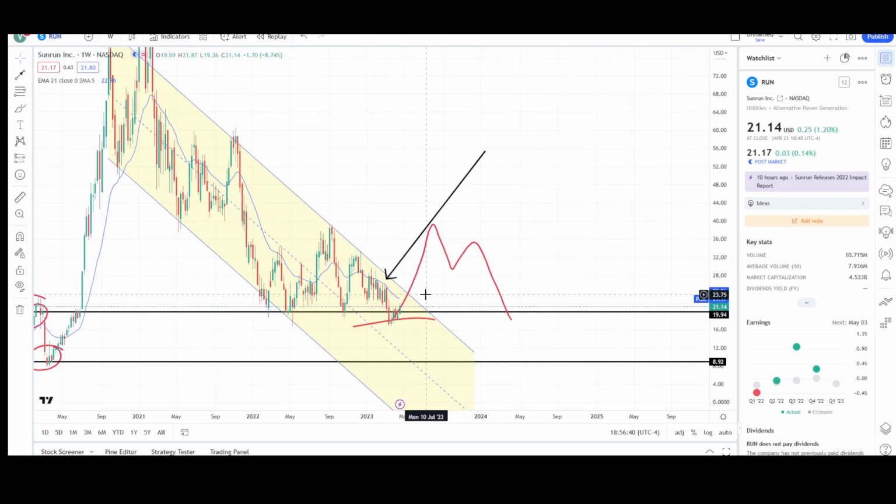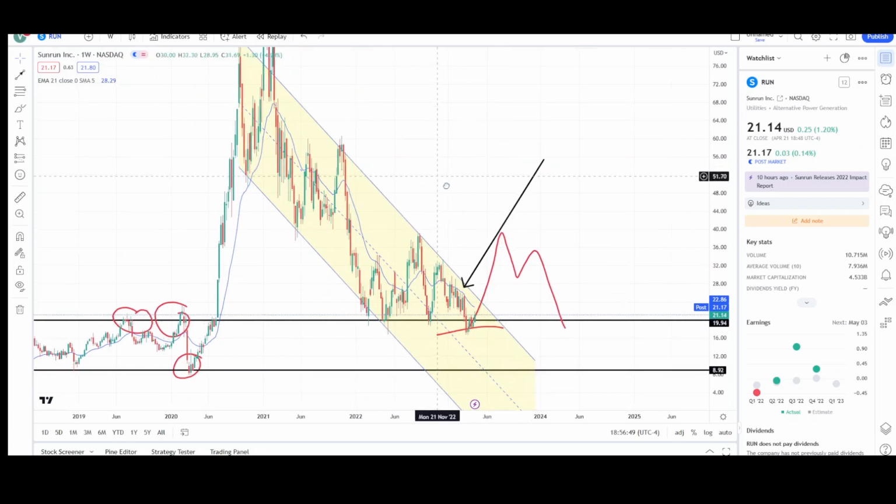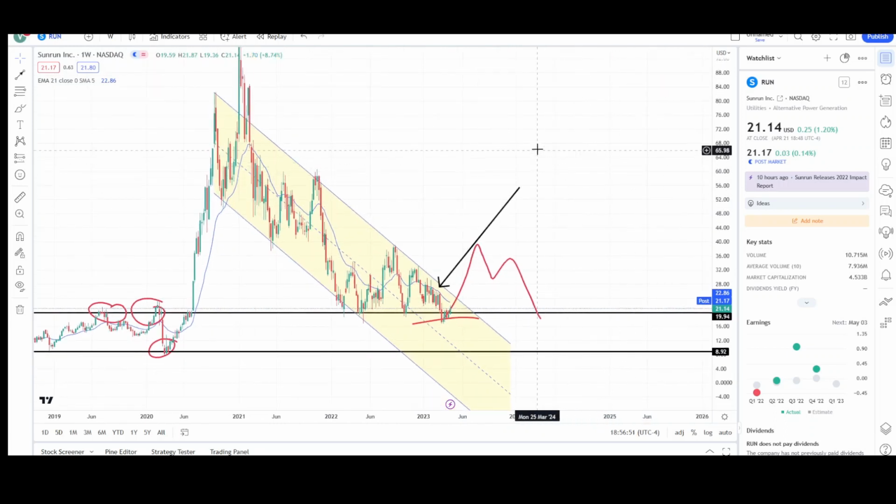So again, this chart is very bearish. Things can change, but as right now, still bearish. I think the target they really want to reach is this $10 level. So we'll see if that occurs in the future. But that's all I have for Sunrun stock.